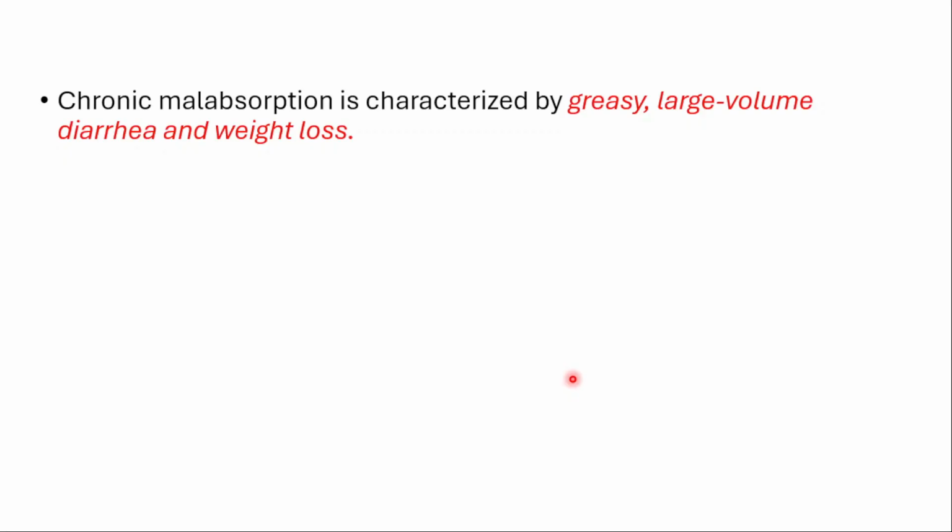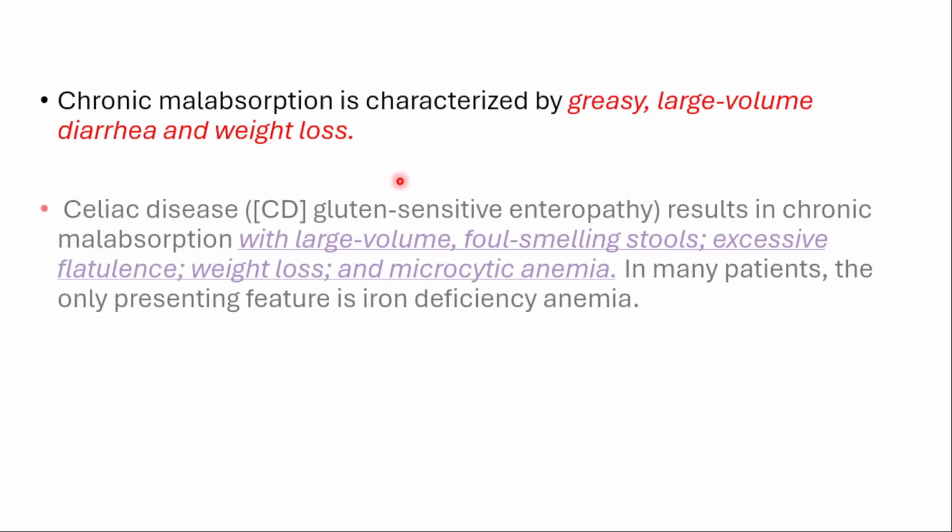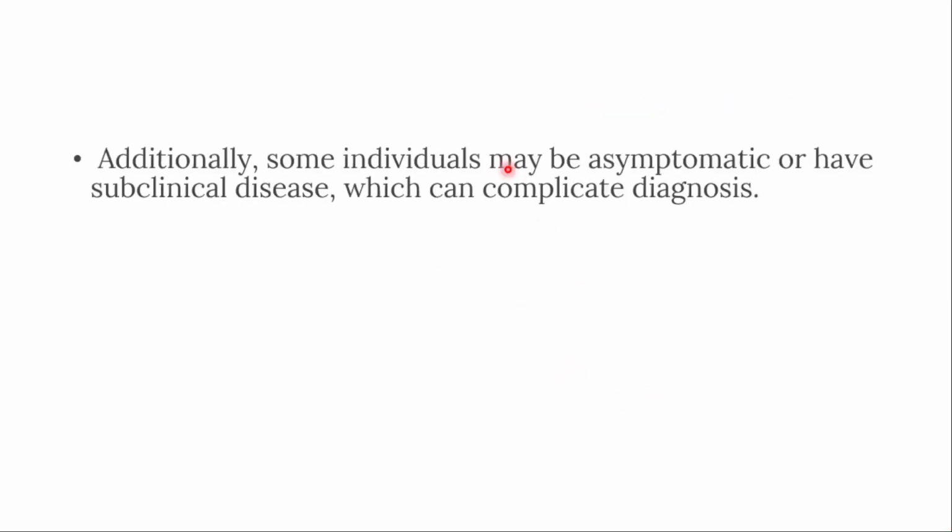And chronic malabsorption, disruption of the absorption, characterized by greasy, large volume diarrhea and weight loss. Because with celiac disease, we have chronic malabsorption. We usually see large volume foul-smelling stools, excessive flatulence, and weight loss with microcytic anemia. In many patients, the only presenting feature could be iron deficiency anemia. Additionally, some individuals may be asymptomatic or have subclinical disease, which can make it harder to diagnose celiac disease.